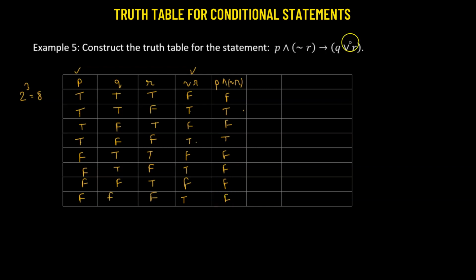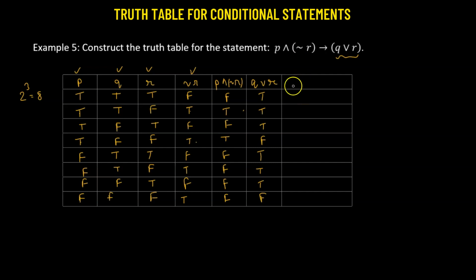Right? Now, we'll consider the second compound statement, Q or R. So let's consider the second and the third column. This is going to be true when both of them are true, or at least one of them is true. So this is true, true, true. When both of them are false, it's going to be false. So this final case also, both of them are false. So this is going to be false and the rest will be true.